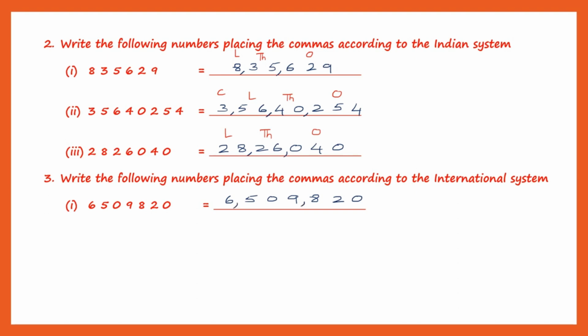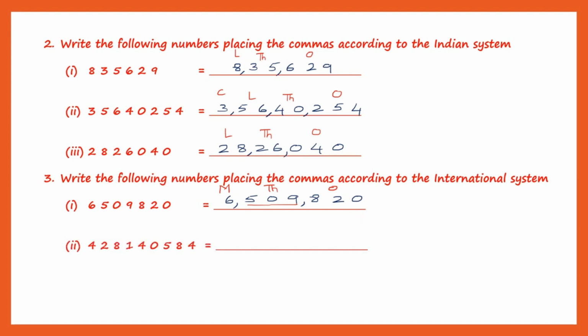So what are the periods here? This is the ones period. This whole thing is the thousands period, and this is the millions period. So if you read, how do you read? 6,509,820.